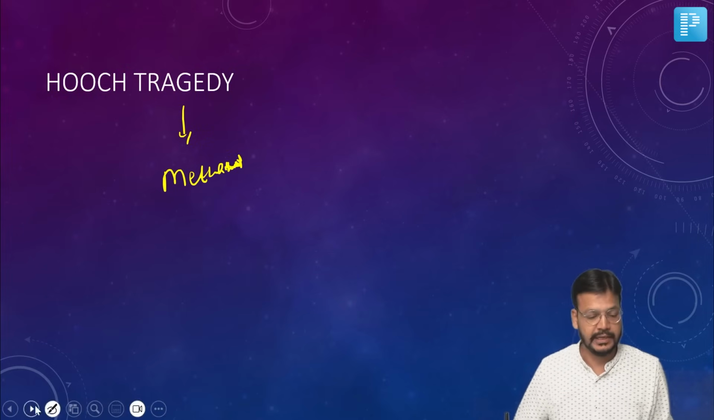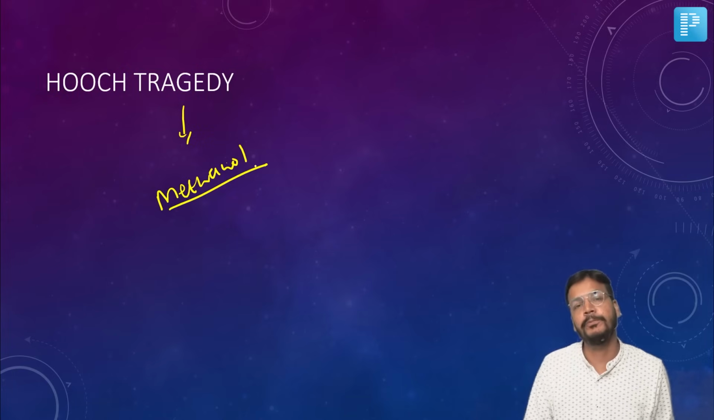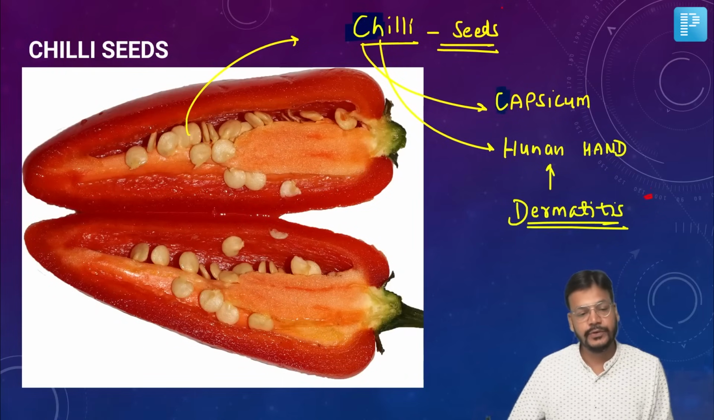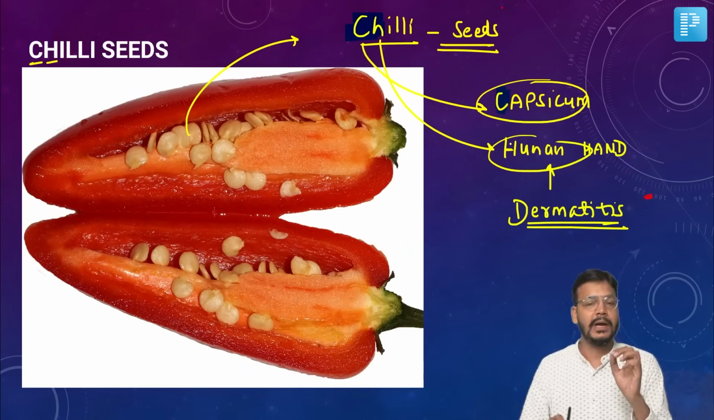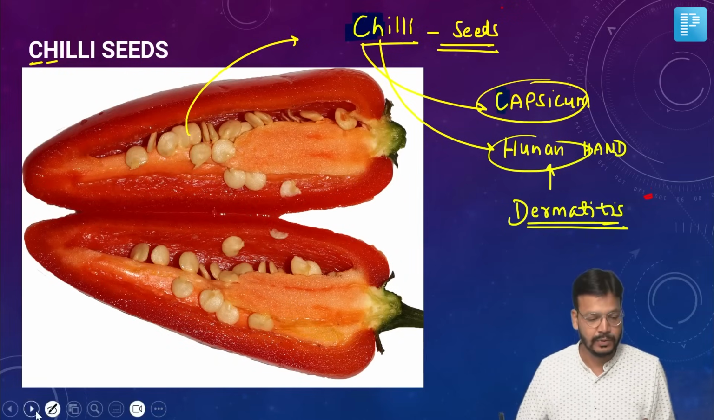My dear friend, which tragedy is because of which intoxication? The answer is methanol. Which tragedy is because of methanol poisoning? Illicit liquor. Now CH for chili seed. You can remember CH: C for capsicum, H for Hunan hand, a dermatitis caused by chili seed. These are yellow colored. Dermatitis by chili seed is Hunan hand.